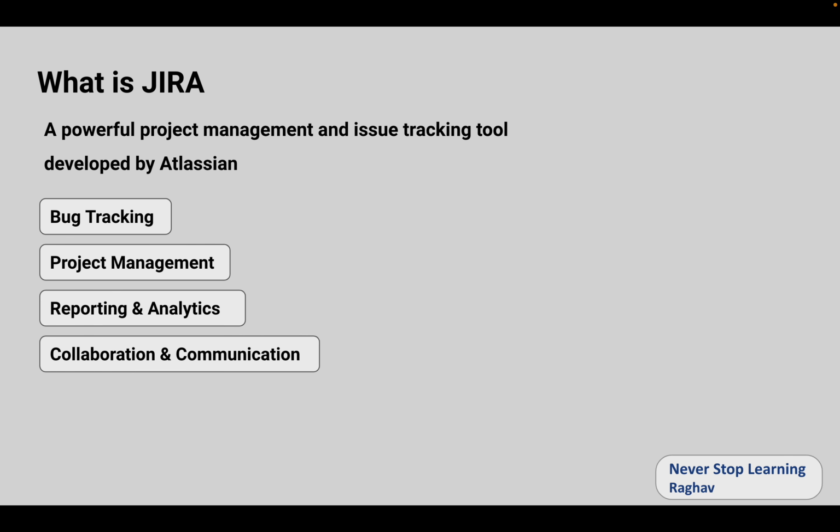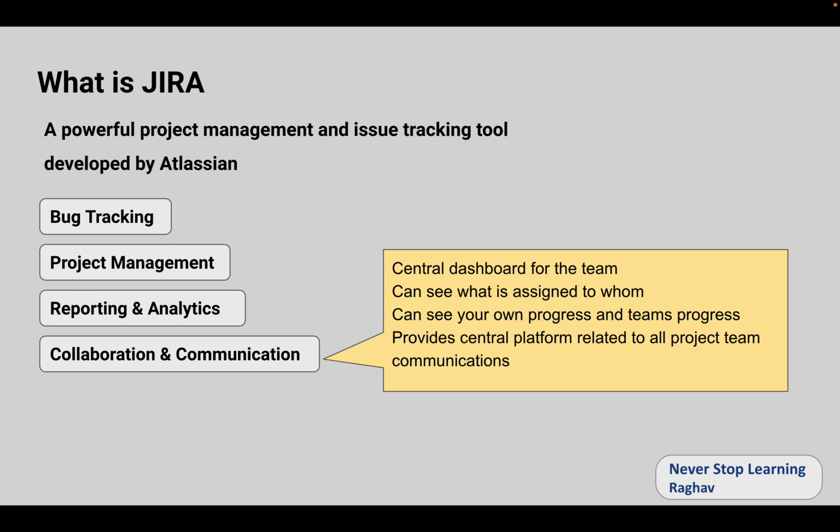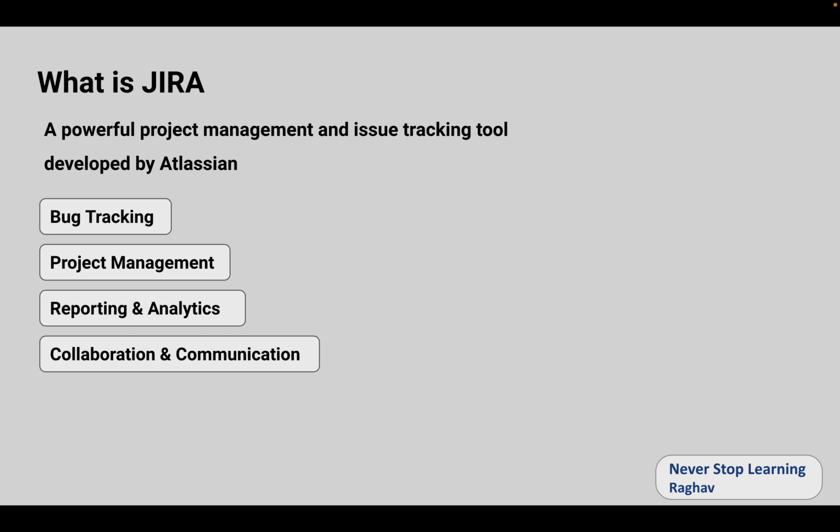Then when we talk about collaboration and communication, it is a very good tool where you can do a complete team collaboration and communication. We can have a central dashboard which can be visible by all the team members. They can see what are the different issues, what are the different tasks in this project. You can see sprint wise as well, what are the backlogs, what is assigned to whom, what is the progress, and the complete team's progress or the individual progress. So it is a central platform related to all the project items and all the project team members, and we can do all our collaboration and communication within this tool.